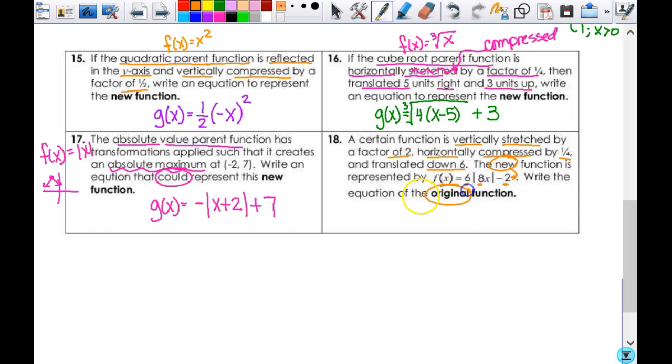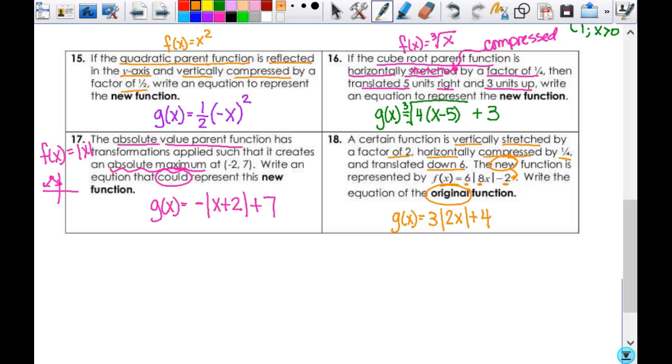I am looking for the original function, which means I got to work backwards, right? So g of x. Okay, if it got stretched by a factor of 2 to get here, that means some number had to be multiplied by 2 to get 6, so that would be 3. If it was horizontally compressed by 1/4, that means it got multiplied by 4. Well, you would have to multiply 2 by 4 to get 8. And then it was translated down 6, so to go down 6 to get to -2, you'd have to be at +4.